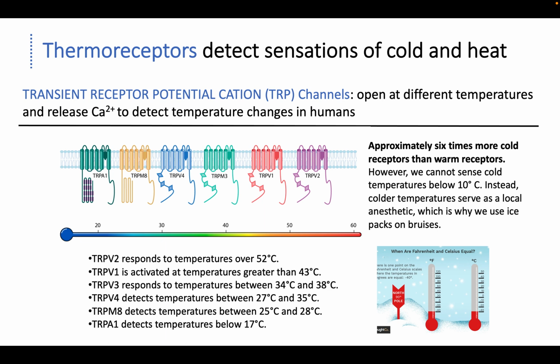Okay. Now, one important thing about temperature and thermoreceptors is that we generally don't perceive temperatures below 10 degrees Celsius. So this is about 50 degrees Fahrenheit or so. Okay, so around 50. Beyond this, or below this rather, the cold temperature actually serves as an anesthetic. So this is where we're at, this area right over here to the right. So this is why we apply ice. We apply cold temperatures to injuries, to bruises, to cuts, whatever it may be.